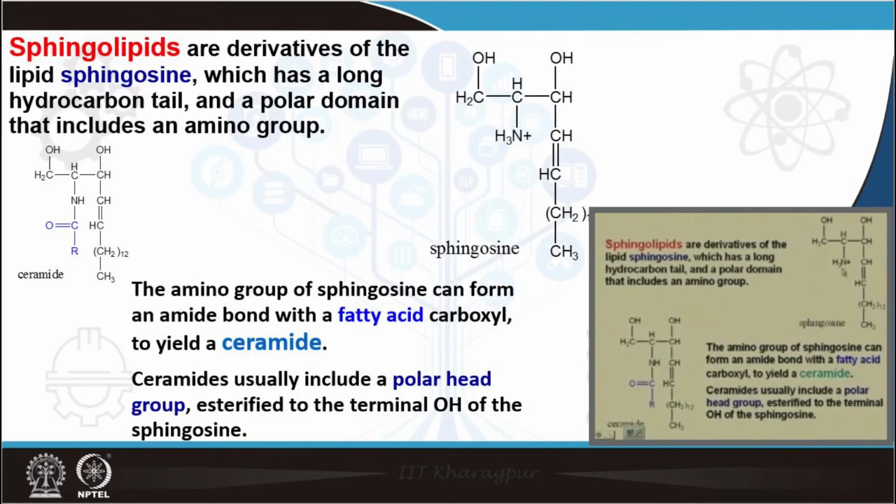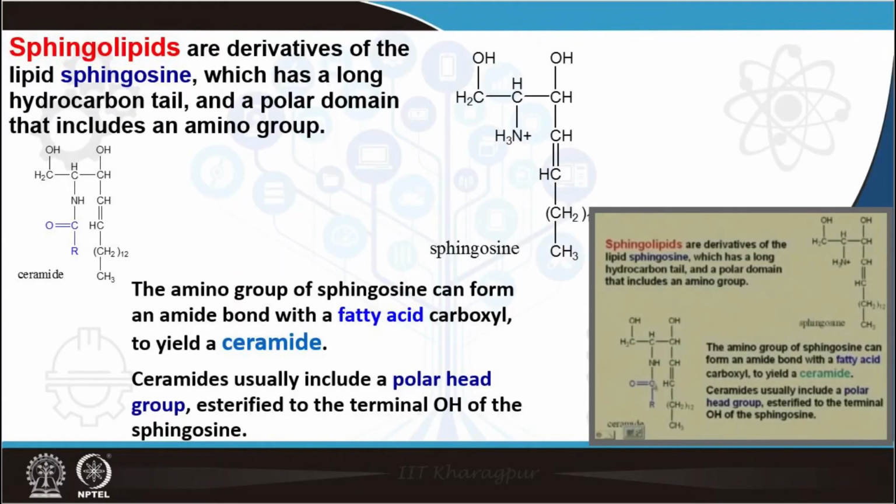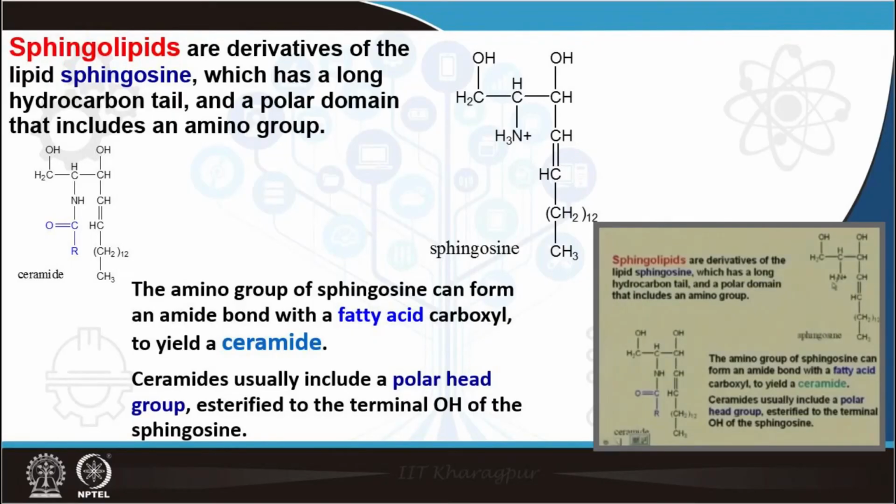Now, what can happen with the NH3 plus and a fatty acid? It can form an amide, right. So, you see in this part here that we have an R, C double bond O, N H, just like an amino acid linked to an NH3 plus would give you what? An amide. The amino group of the sphingosine can form an amide bond with the fatty acid, and this gives you what is called a ceramide. Okay.